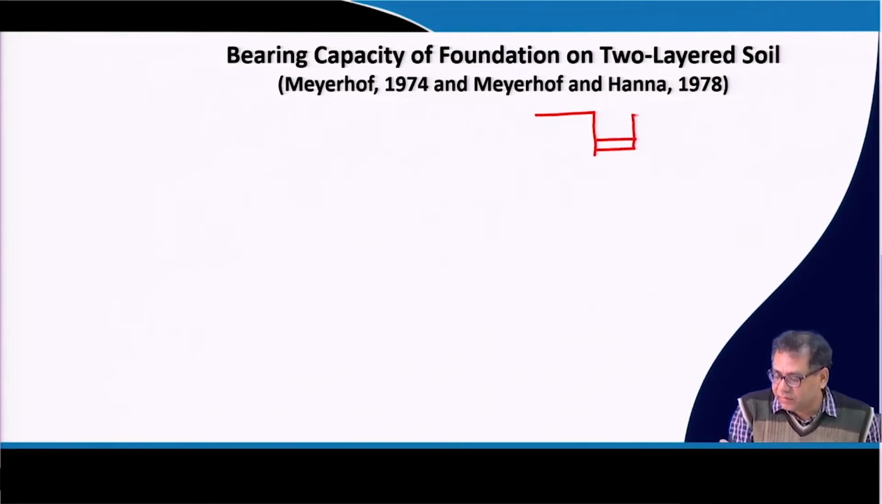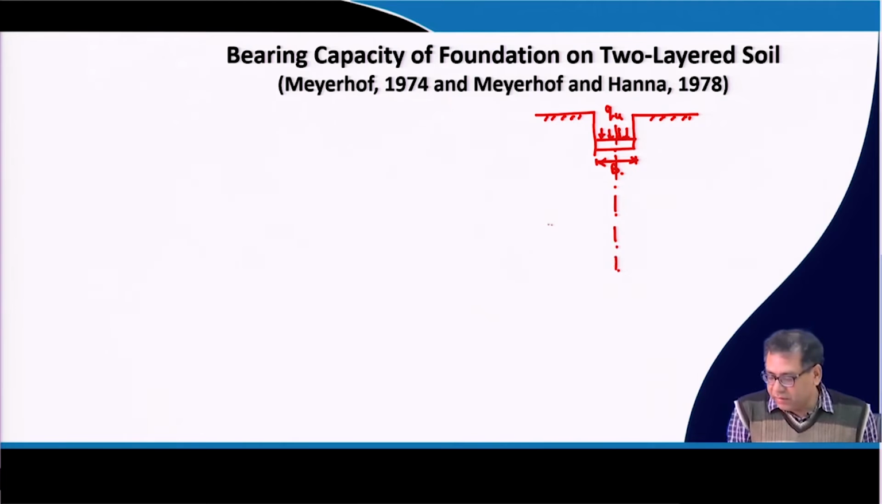This is the foundation and this is the ground surface. So, this is the ground surface and you have a foundation where the bearing capacity is qu and the width of the foundation is B. Suppose this is the width of the foundation and this is the center line of the foundation.